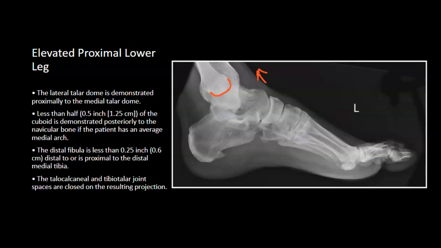In order to reposition this, we really need to bring that proximal lower leg down, and you may need to put a sponge underneath there to get that lower leg in position, and we can get that tibiotalar joint space open.